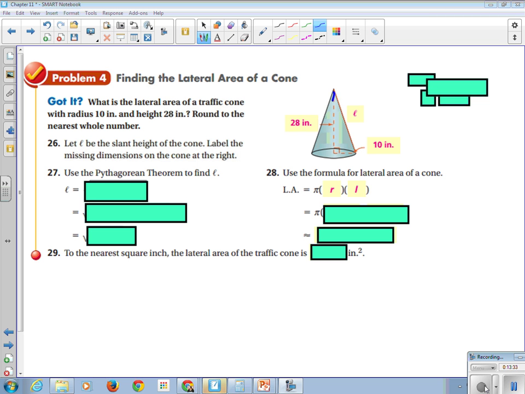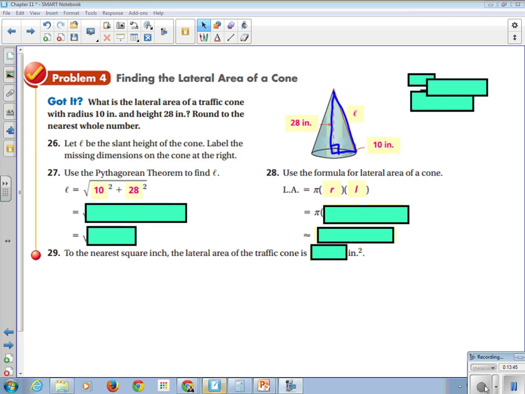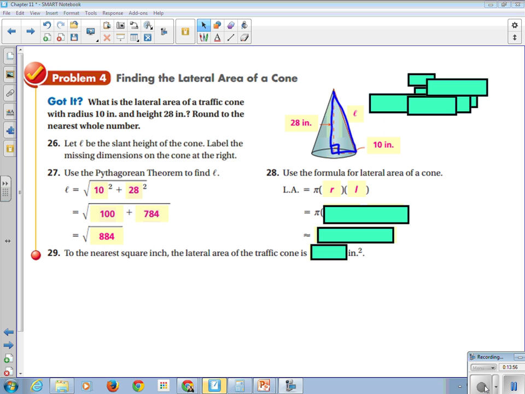You guys see this nice little right triangle? Our hypotenuse is L. 28 and 10 are the legs. So we go 10 squared plus 28 squared, square root. That is the square root of 884. We're just going to keep it in square root right now because if it's an irrational number, then we're going to have to drag around a whole bunch of decimals. And especially when it says round to the nearest whole number, we don't want to round till the end. So we're going to keep these numbers in our calculator until the very end.